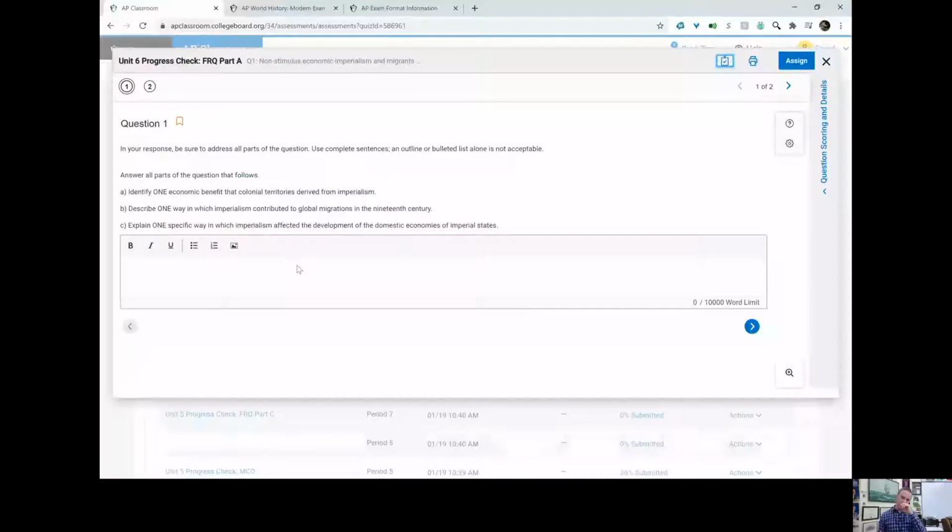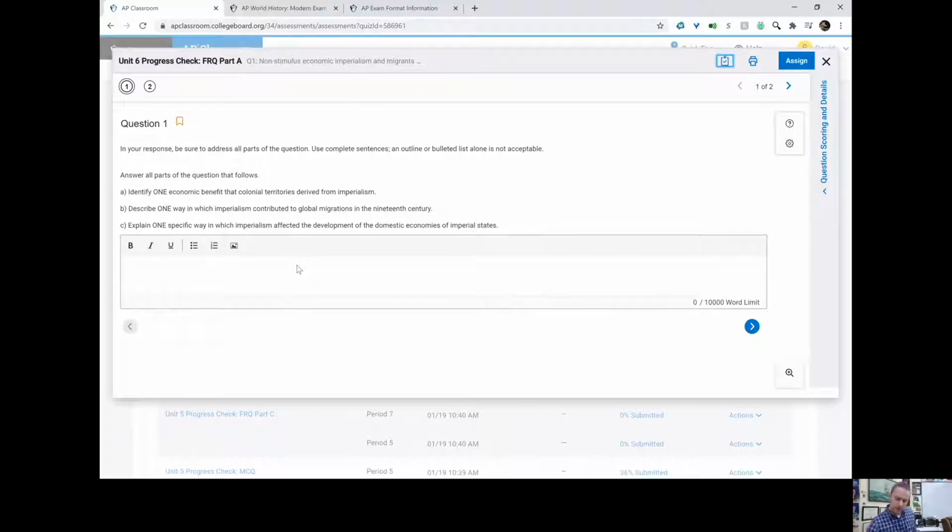Now, some SAQs are like these, where they are non-stimulus based, okay? In fact, if I'm not terribly mistaken, you're only going to have 1 set of SAQs, A, B, and C, on the actual AP exam that don't have a stimulus. So this is a little bit more narrow focus. But if you look at these prompts and the wording of these prompts, it is broad, okay? And what I mean by that is it doesn't tell you exactly what content you need to put into your answer. Let's read prompt 1, or prompt A. It says, identify one economic benefit that colonial territories derived from imperialism.